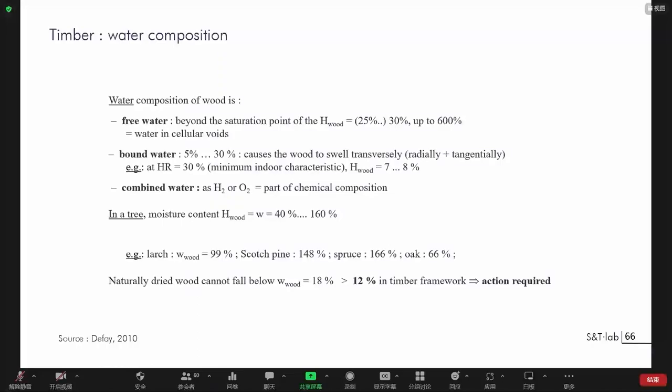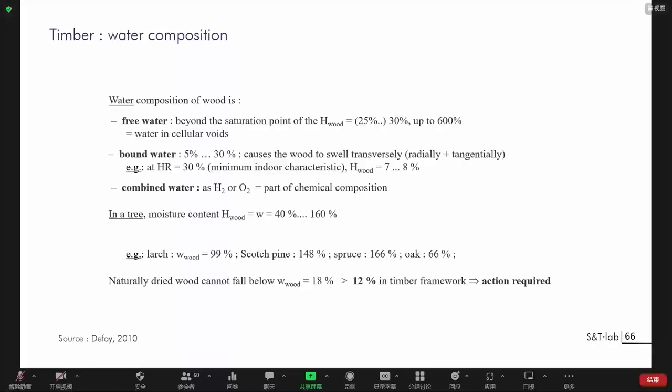The first kind of this water, this free water, is just the water that is running in the tubes of timber. As soon as you cut the timber and put it vertically, you will see this water just flowing down from the tubes. And so it can be eliminated very easily.